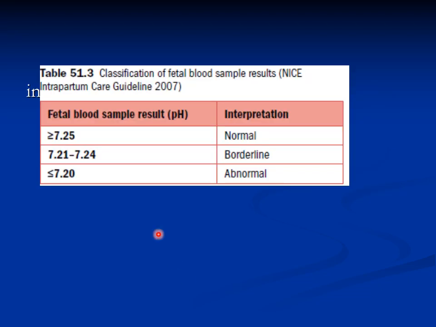Normal results are when it is equal to 7.25 and more. Borderline, 7.21 to 7.25, indicates repeating the sampling after half an hour or 30 minutes with continuous fetal monitoring. And if it is equal to 7.2 or less, this indicates that the fetus is acidotic.